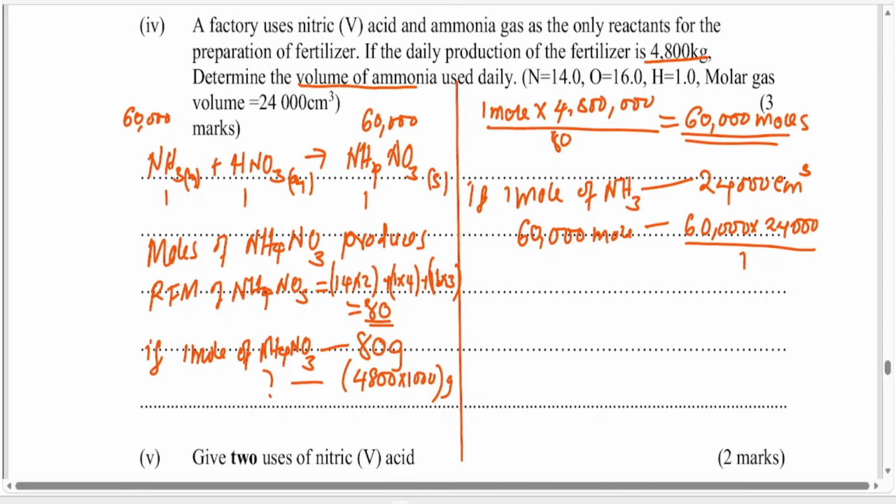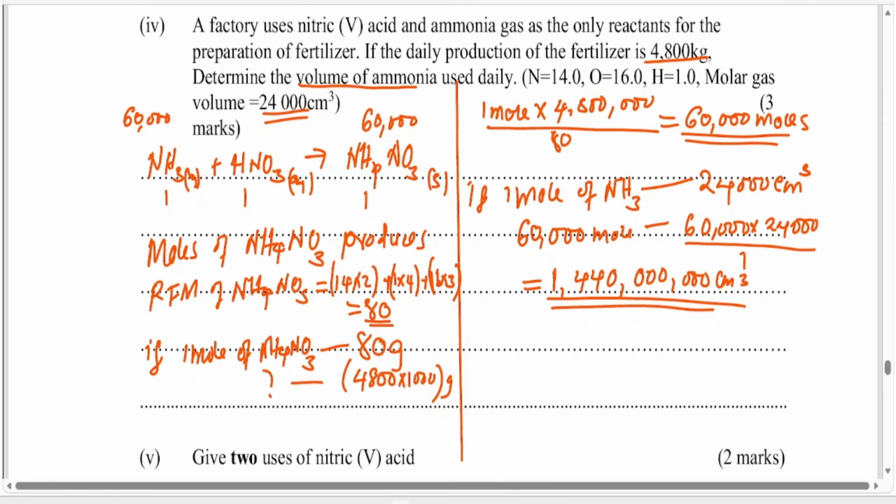When I work it out, I obtain 1,440,000,000 cubic centimeters. So this answer would be correct because they were not specific about the units that we are supposed to use, and because we are given cubic centimeters, we can leave this answer at that. But we can simplify and give it in liters.